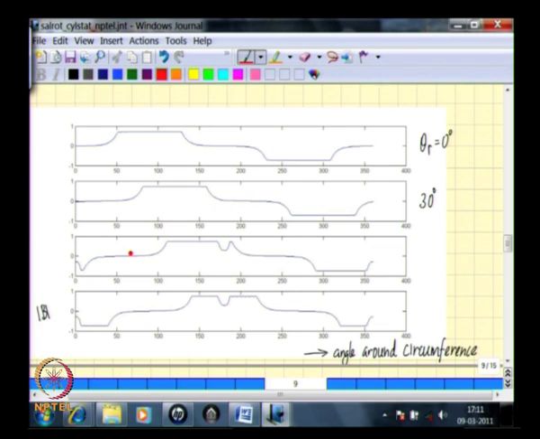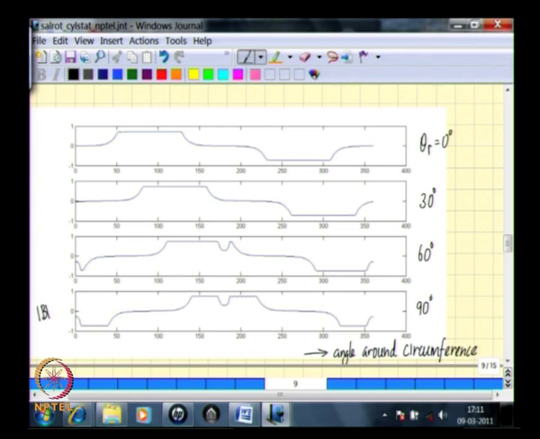If you look at the next plot, this plot is drawn for an angle of 60 degrees of the rotor. The rotor has rotated even more, and this plot also, by and large, looks the same, except for the small kink here. The general shape of the plot is the same. Now why is this kink occurring? Before we get to that, let's look at the next plot also.